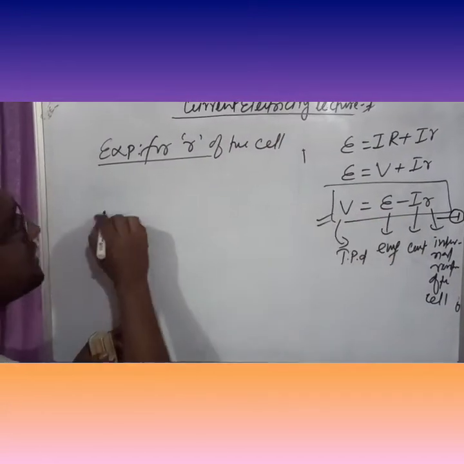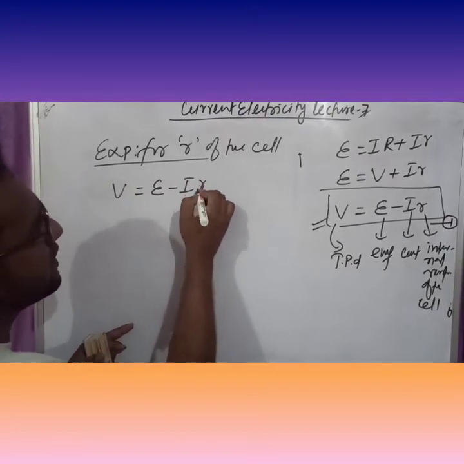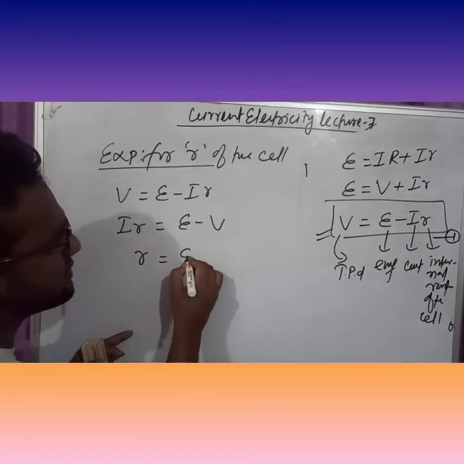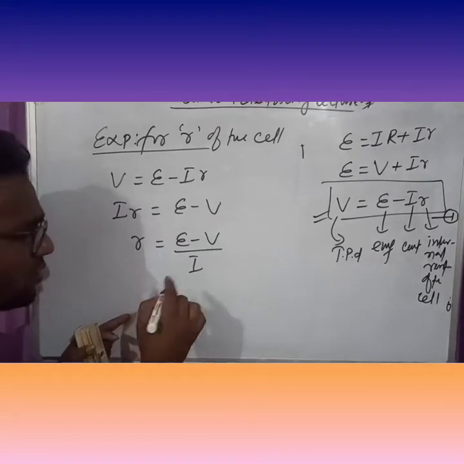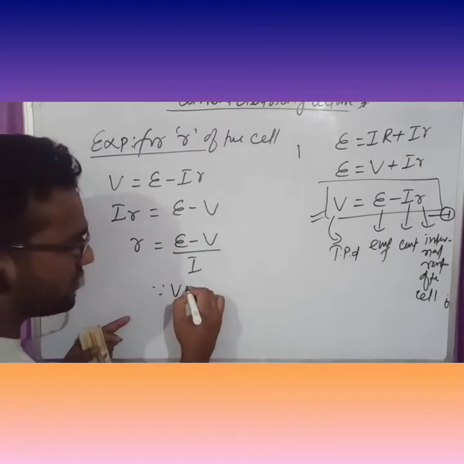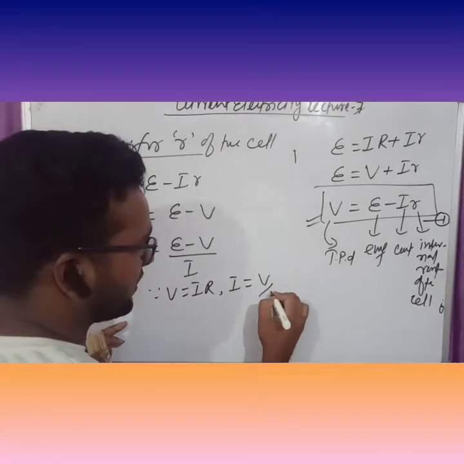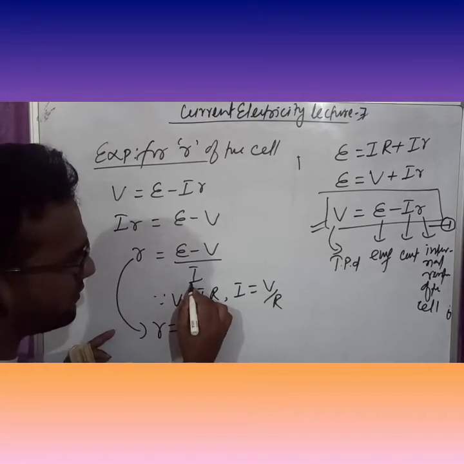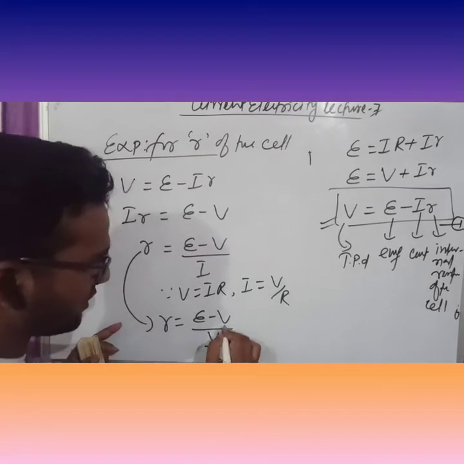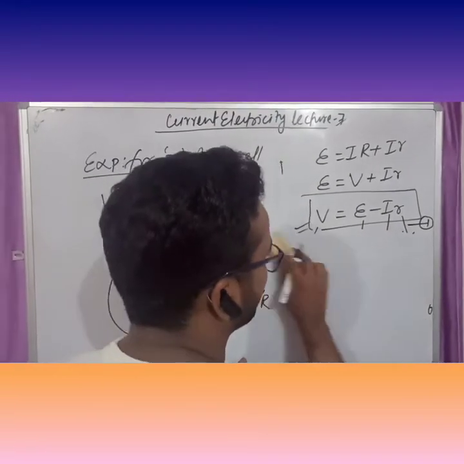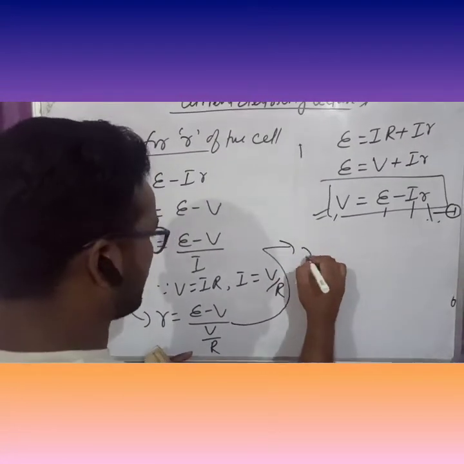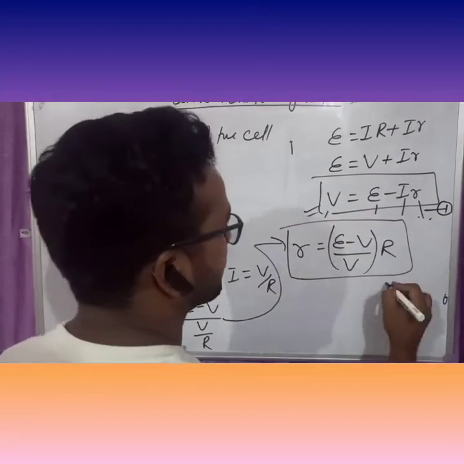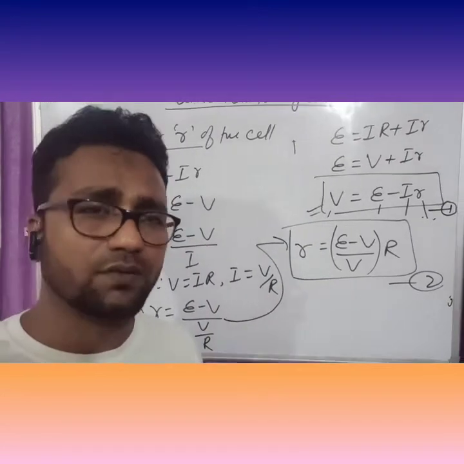Simply we can use this equation, V equal to E minus Ir, which we can also write as internal resistance r equal to E minus V by I. From Ohm's law we know that V equal to IR, so I will be V by R. In place of I we can put V by R. So small r equals (E minus V) by V into capital R, and this is the required relation for the internal resistance of the cell.